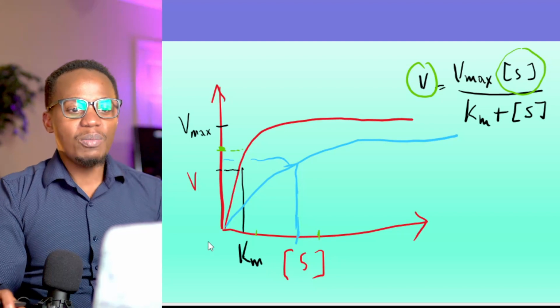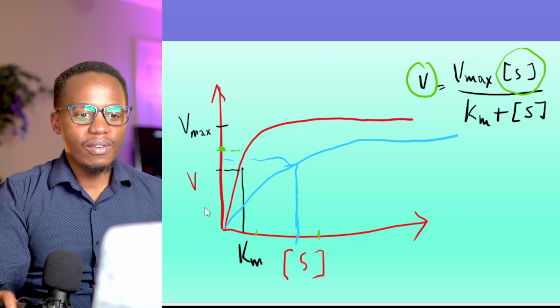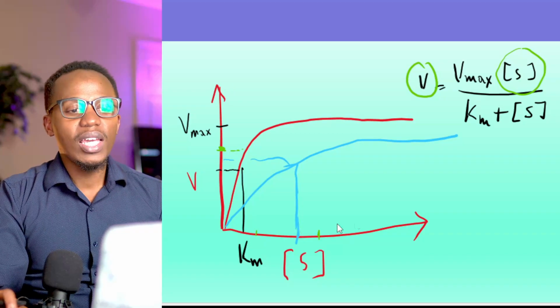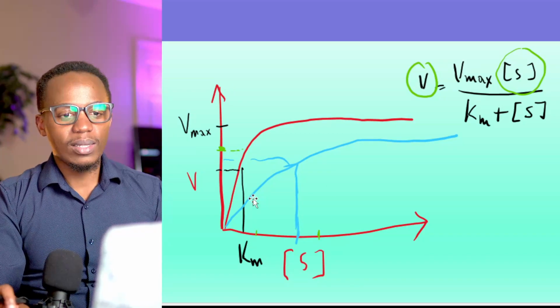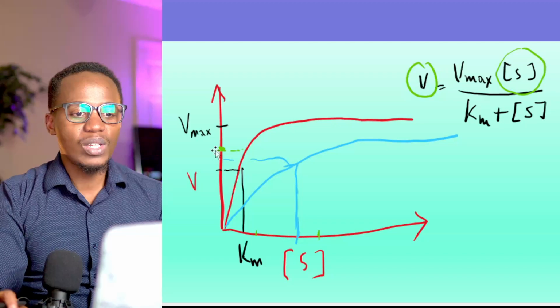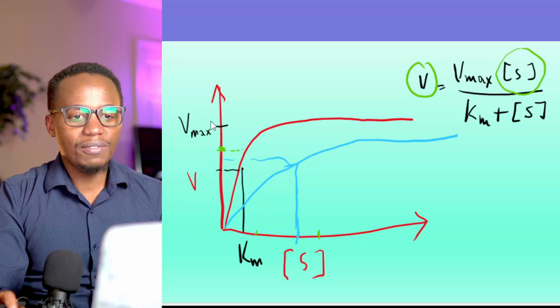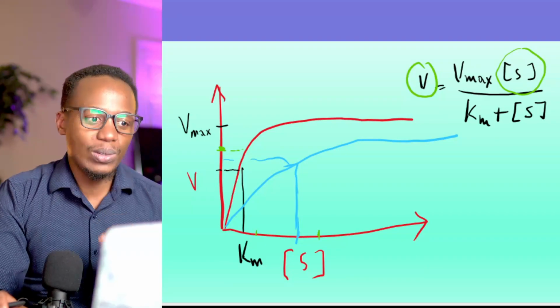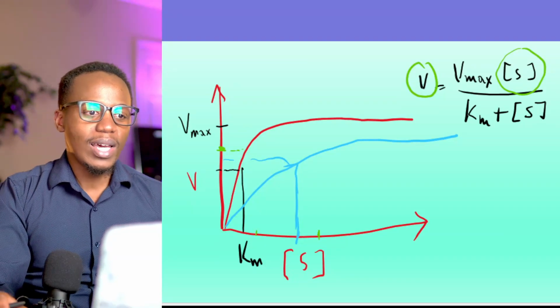So in the lab, you can measure the velocity and you have the substrate concentration. You can actually plot this so that you can, from your graph, calculate Vmax and Km and things like that. But there is a better way to do that. What's a better way to do that?